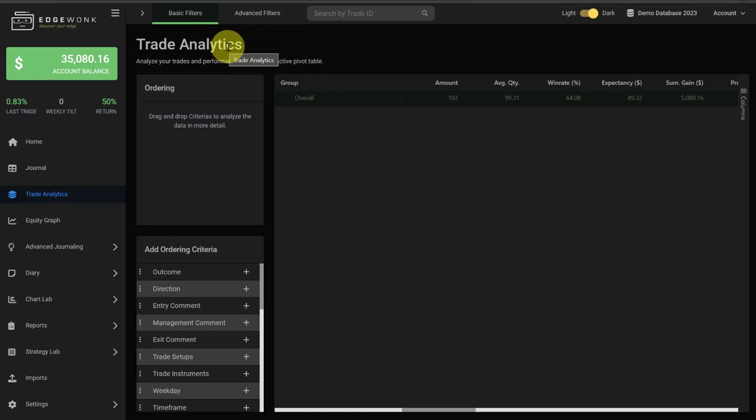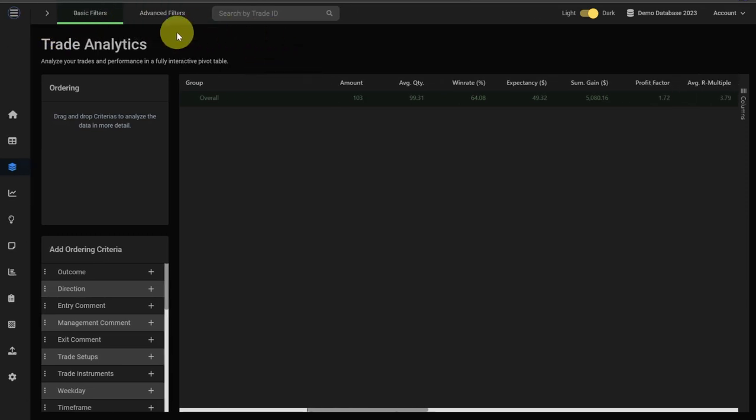Everything you need to know about the trade analytics in your Edgewonk trading journal. First of all, I'm hiding the left menu to have a little bit more working space. The trade analytics is an interactive table that lets you analyze your trades on a whole new level.